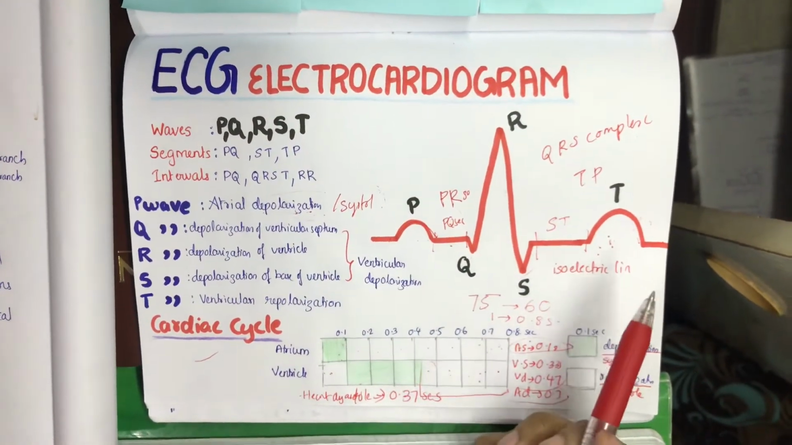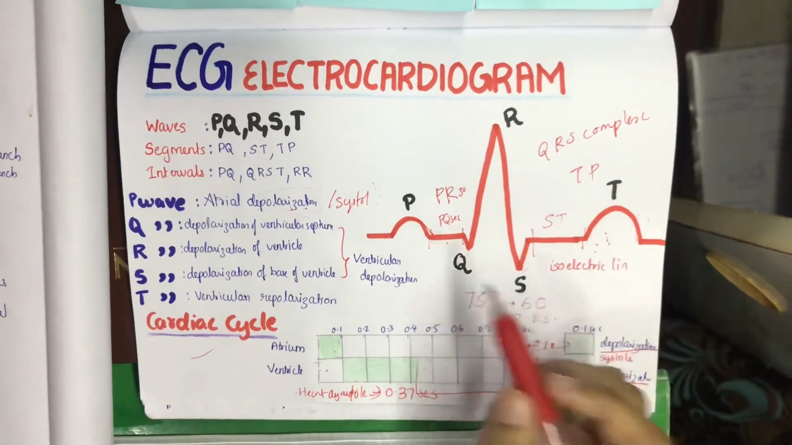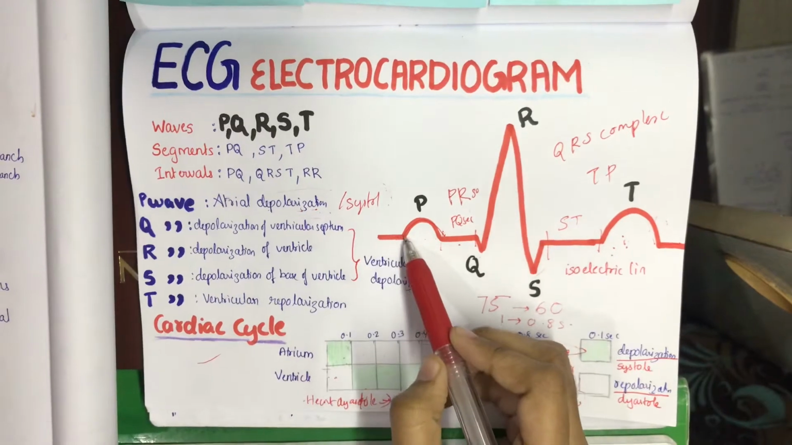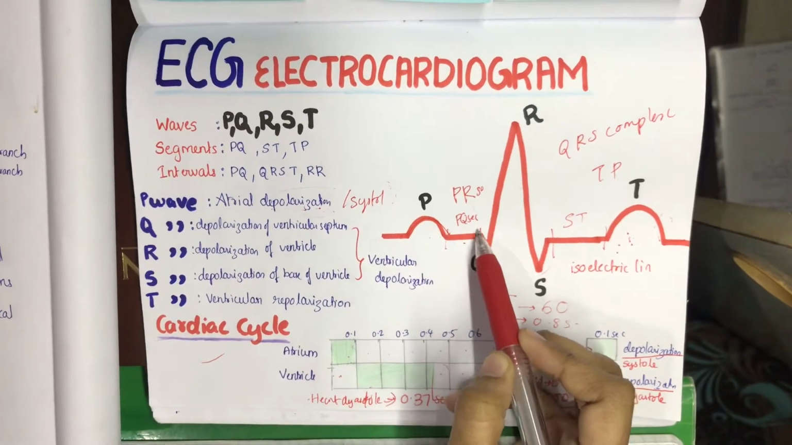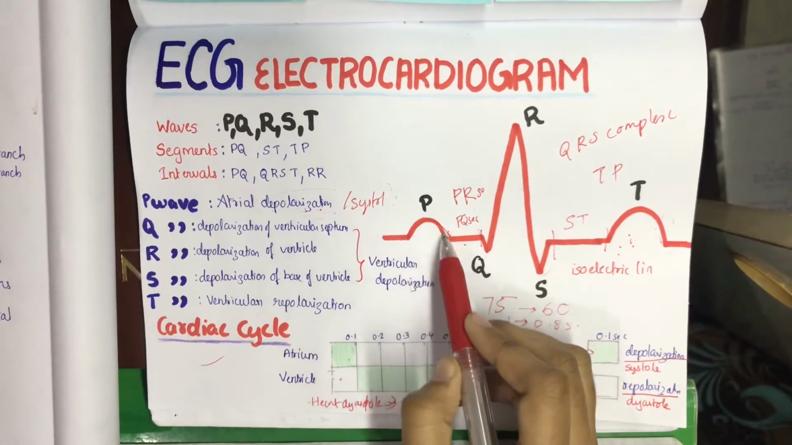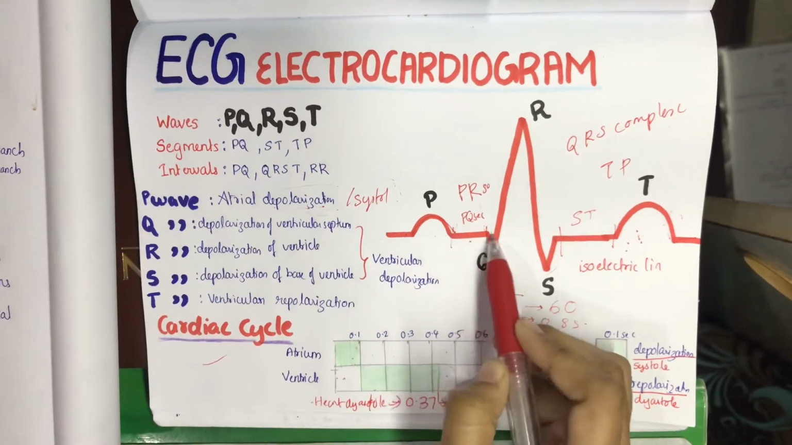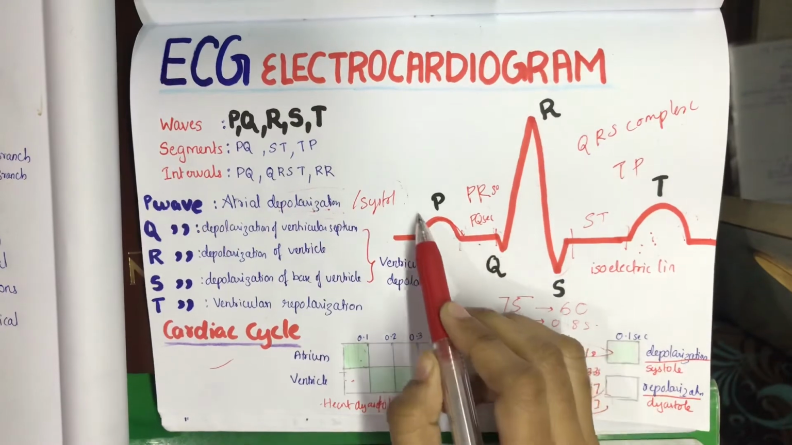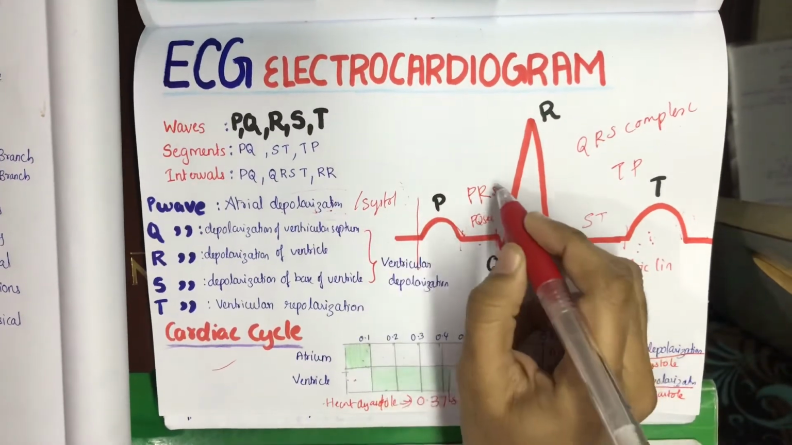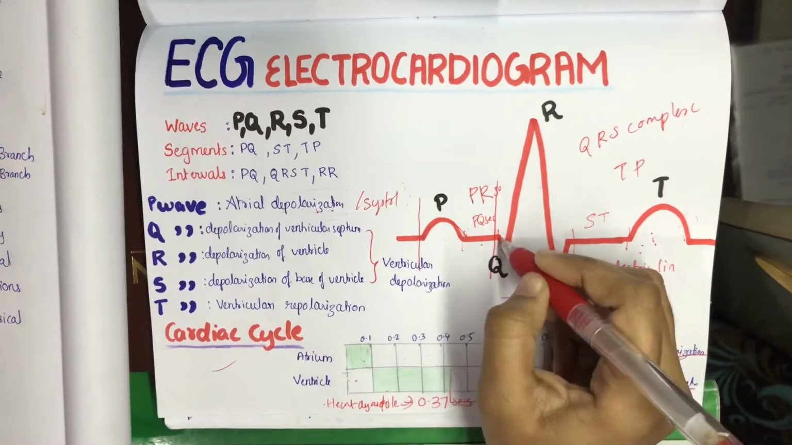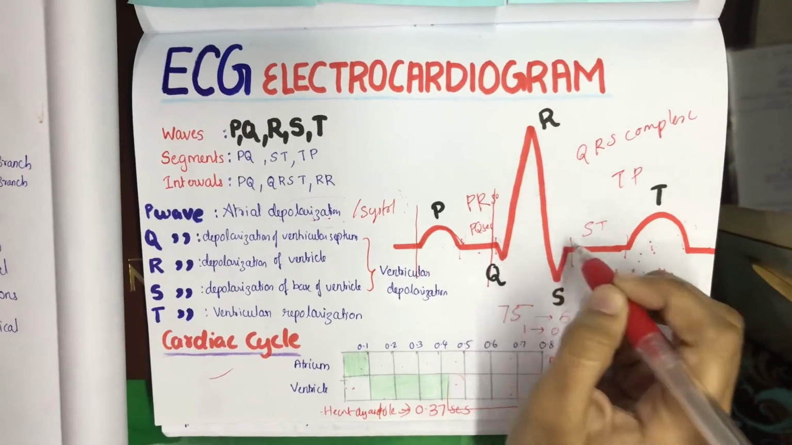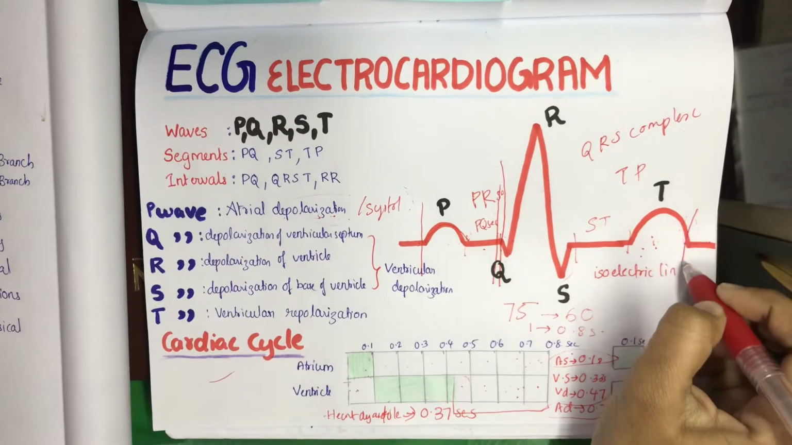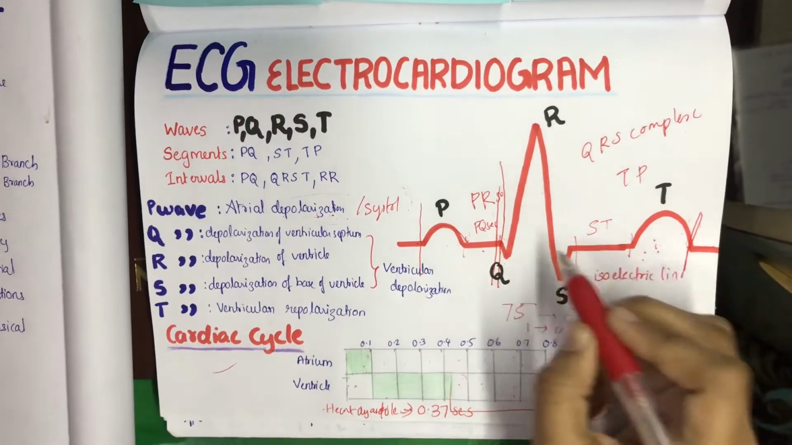And let's have a look at the intervals. Intervals means a wave and the isoelectric line. So this is the PQ interval. The PQ segment has only this isoelectric line, but the PQ interval has the P wave also. Then this one is the QRS complex, and from here to the ending of the T wave, it is called the QRST interval.